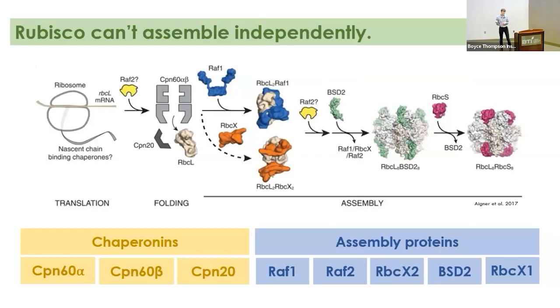However, it can't actually assemble like that on its own. It has a ton of helpers. So you can see this really complex diagram is from a paper that developed a method to express it in E. coli, but we have the chaperonins, which help fold the large subunit. It needs its own environment to fold. And then the rest, these assembly proteins, help facilitate bringing the large subunits and the small subunits together into that final complex.